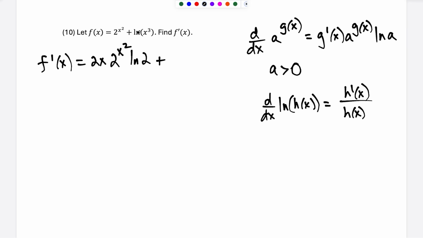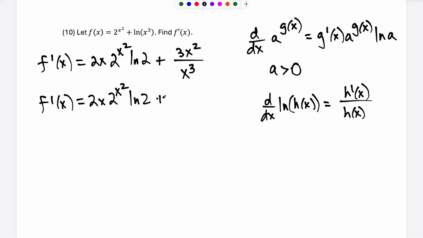And then for the next piece, I have 1 over the inside. So 1 over the inside function here is x to the third. And then I multiply by the derivative of x to the third is 3x squared. And if I simplify this, I will have my answer right away. Okay, so this is 2x times 2 to the x squared, natural log 2. And then plus 3x squared over x to the third simplifies to 3 over x at the end. Okay, so here is our solution to 10.